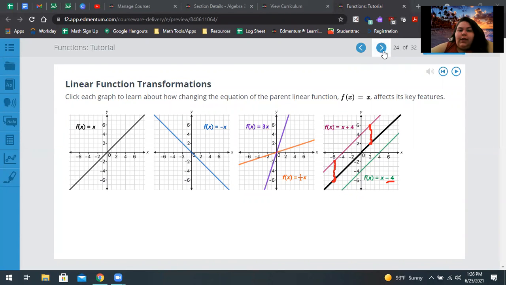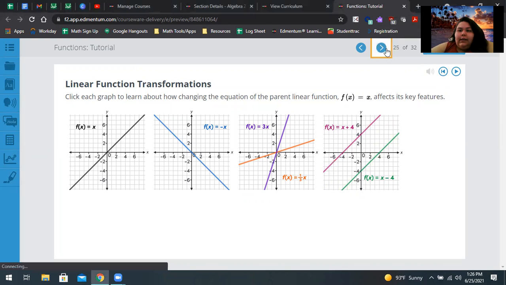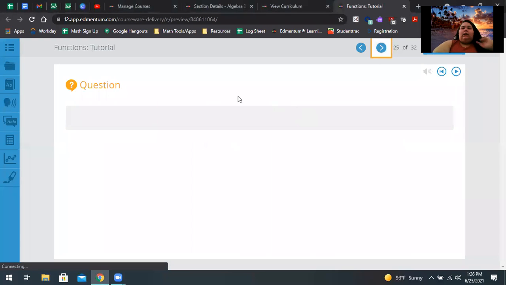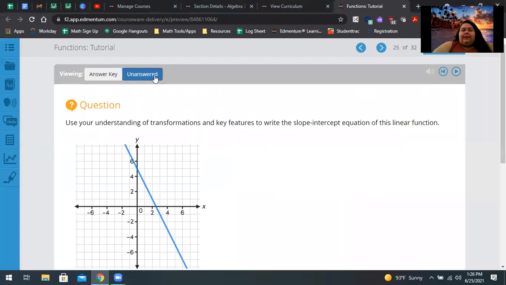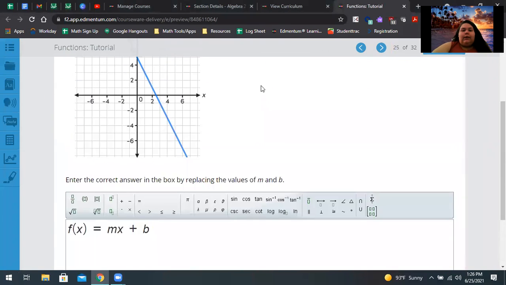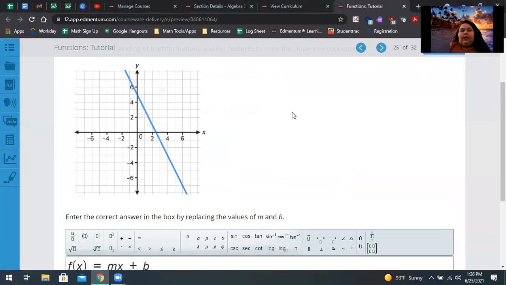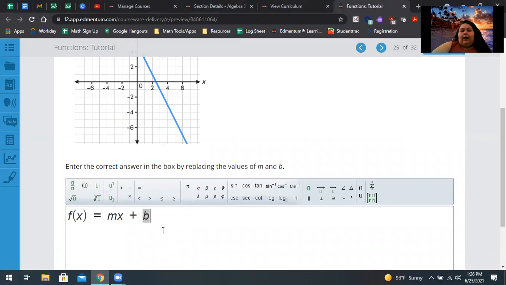So now let's go ahead and take a look at slide 25, which looks like it's a question. It says use your understanding of transformations and key features to write a slope-intercept equation of this linear function. For this one, it is based off of the transformations, but you can just stick to the slope-intercept form. The only values you need to enter are M, the slope, and B, the y-intercept. I like to start out with B first.